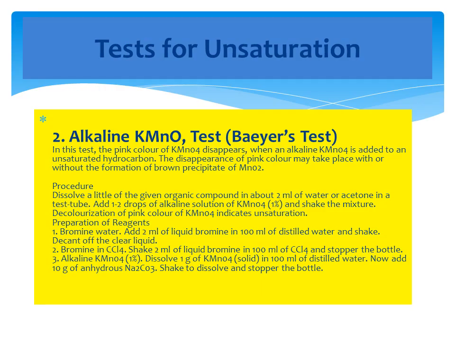The second test for unsaturation is the Baeyer test, or the alkaline KMnO4 test. You take the organic compound, which is the compound to be tested to find which particular functional group is there, and dissolve it in 2 ml of water or acetone, depending on whether the compound is soluble or insoluble in water. Then add 1-2 drops of alkaline KMnO4 and shake it well. When the color disappears, that confirms the presence of unsaturation.